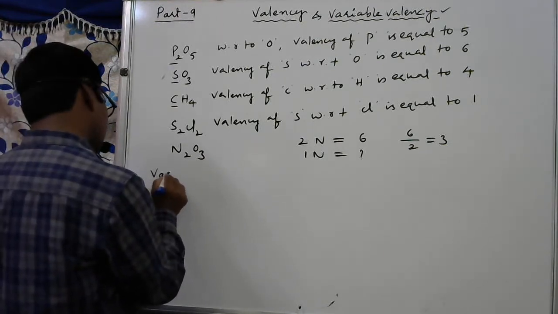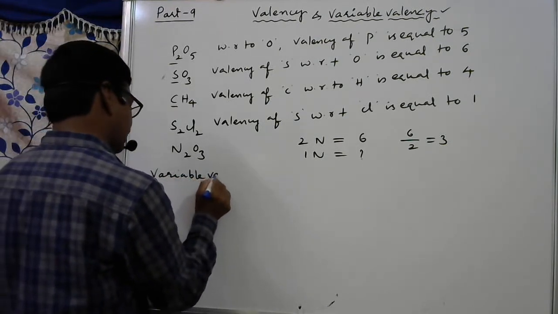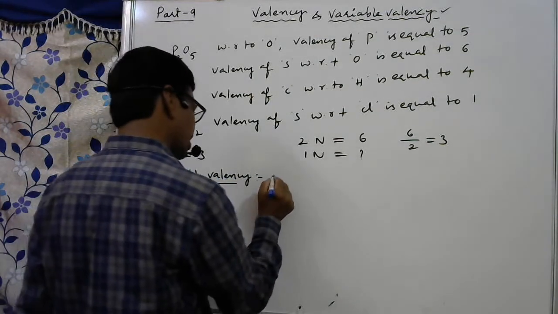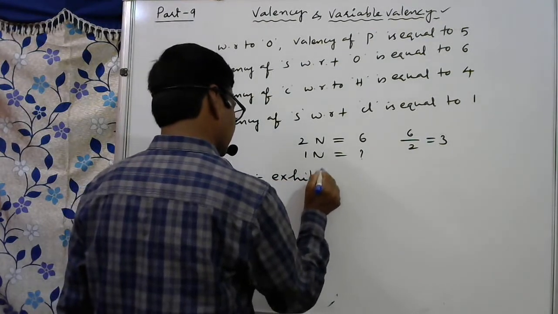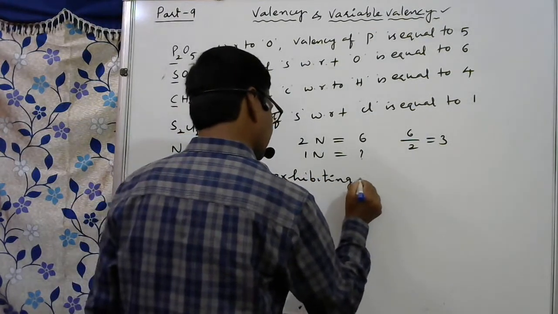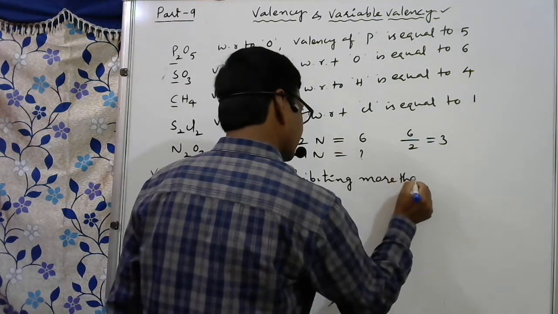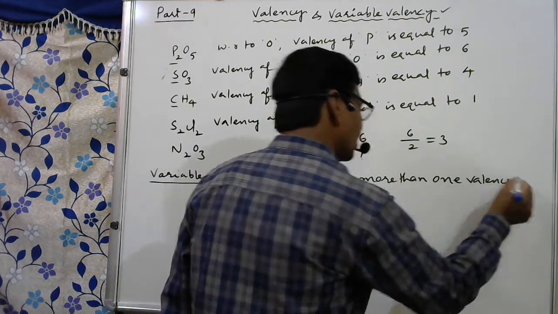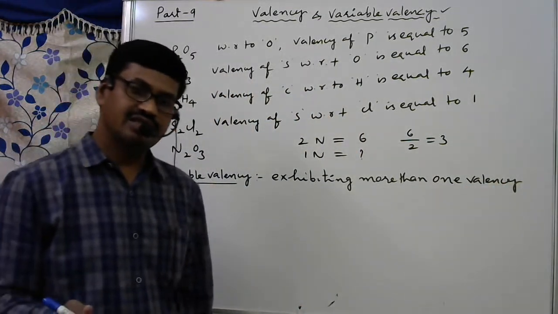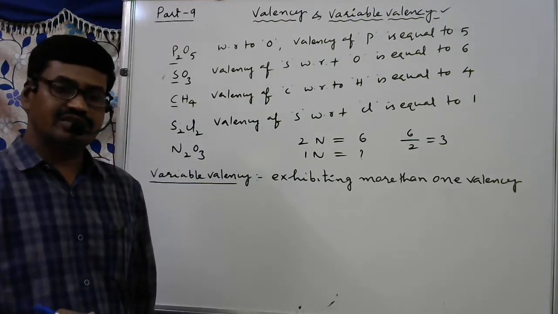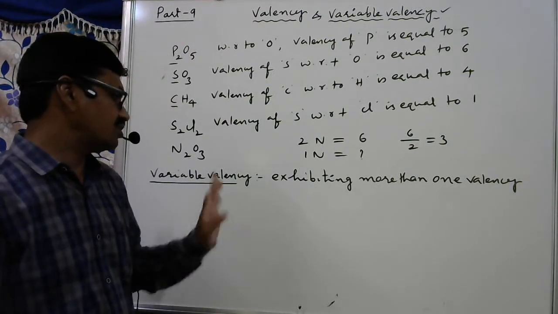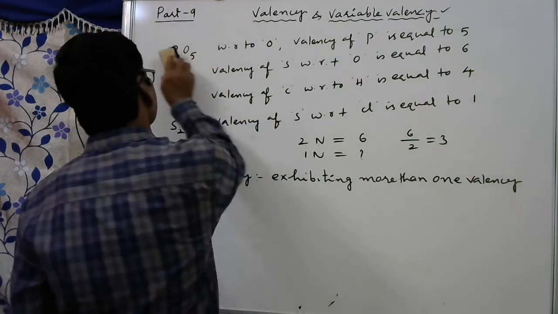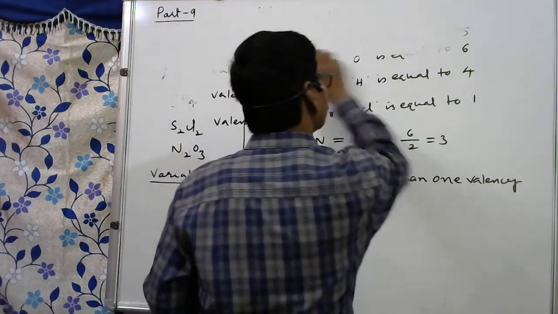Here I am writing variable valency. Variable valency is nothing but showing, otherwise exhibiting, more than one valency. Otherwise, more than one combining capacity with the different elements in different compounds is nothing but simply variable valency. Now, we'll discuss variable valency in metals.